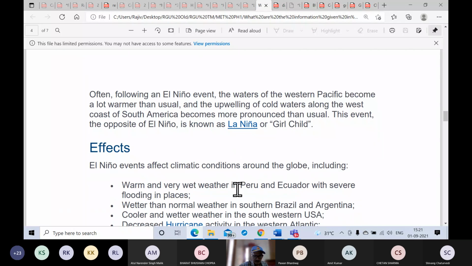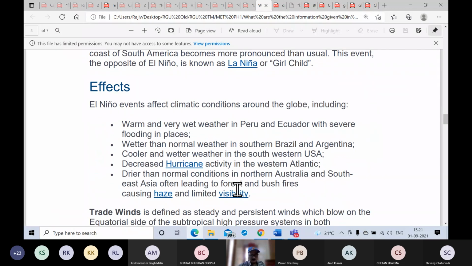The effect of El Nino, which is part of your syllabus also, you may have a look at this. El Nino effects. Warm and very wet weather in Peru and Ecuador. Severe flooding because of this. Warm and very wet weather means torrential rain. Weather is wetter than usual in Brazil and Argentina also. In the southwestern USA, cool and wetter weather. Of course, this causes a decrease in hurricane activity in the western Atlantic. So that is the only good point about the otherwise very gloomy picture.